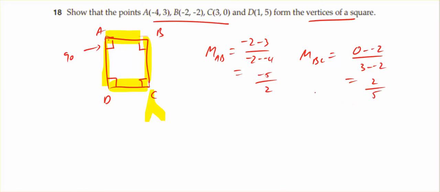When I multiply these together, -5 on 2 times 2 over 5, I can see the 2's go into each other, the 5's go into each other, so we're left with 1, so it's -1. So great, it shows that the gradient of AB and the gradient of BC cross at 90 degrees. Okay, so you have to do that for all 4 edges. It is a bit tedious, but as long as you get the idea behind it, that should be okay. Hopefully that helps.